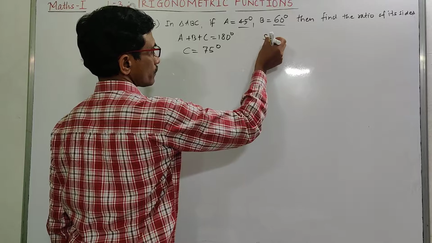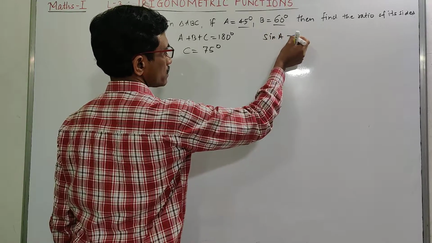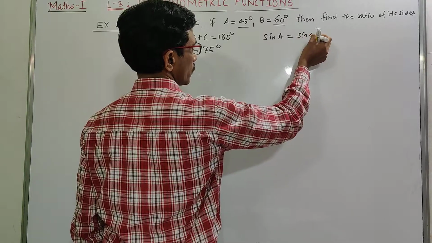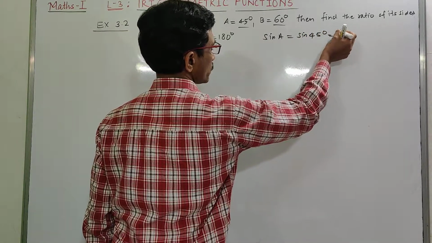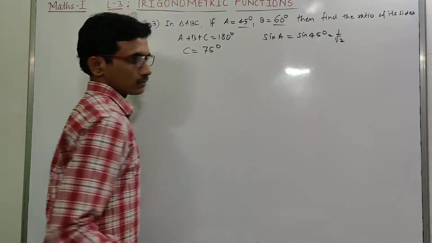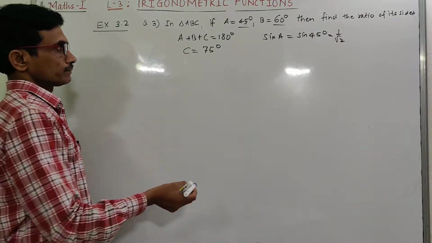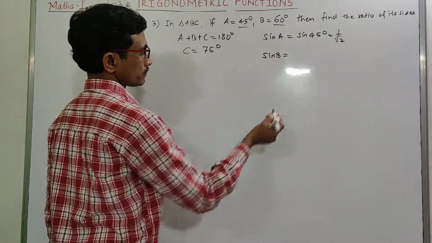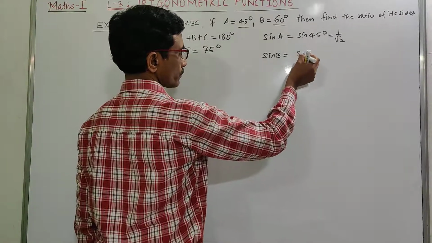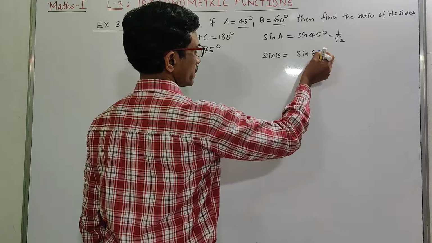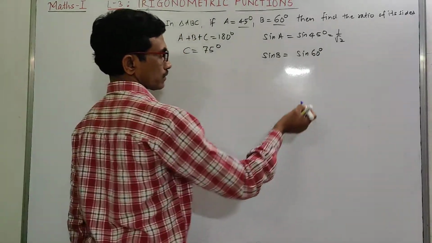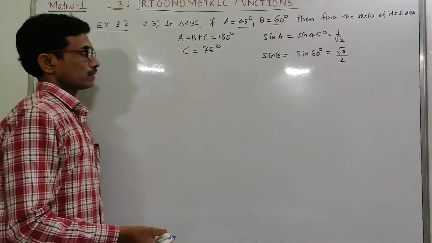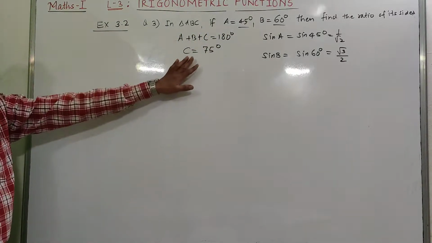Sine of A is equal to sine of 45 degrees, which is 1 by root 2. Sine of B is equal to sine of 60 degrees, which is root 3 by 2. And sine of C we find.